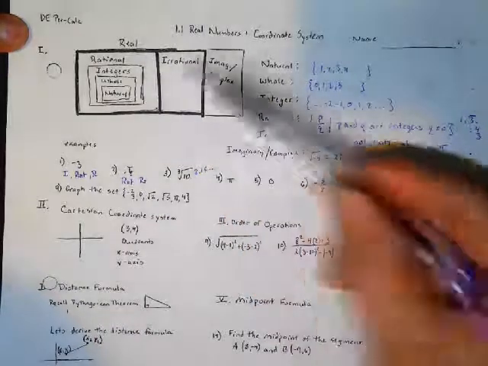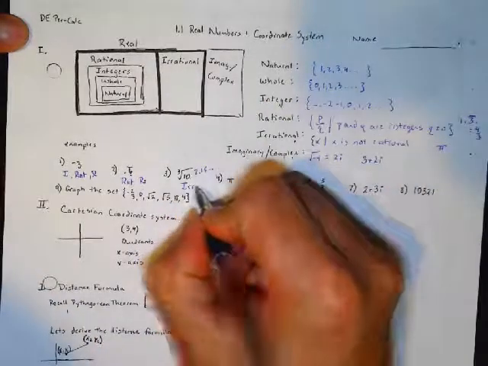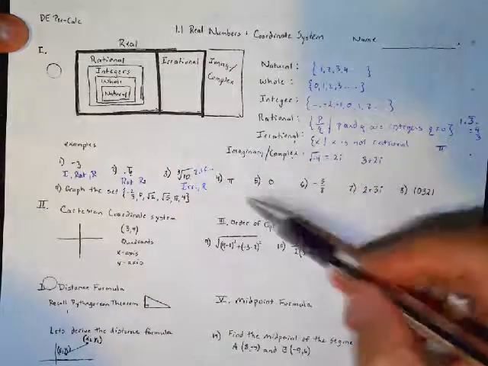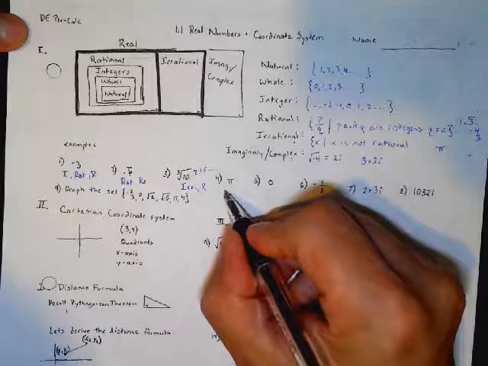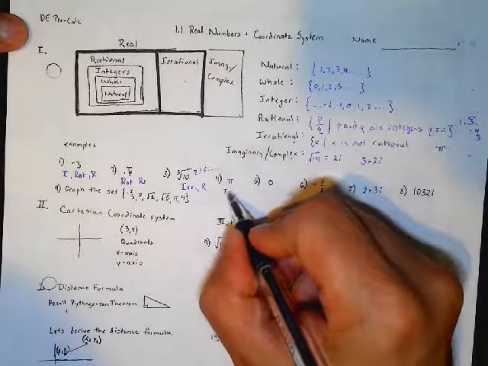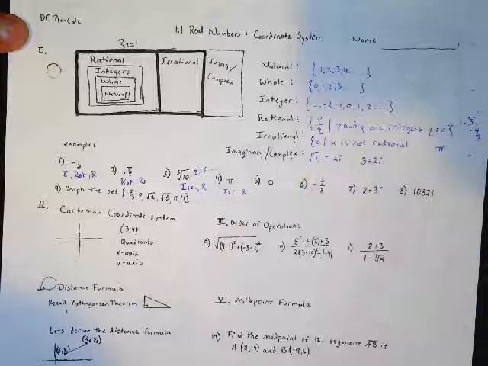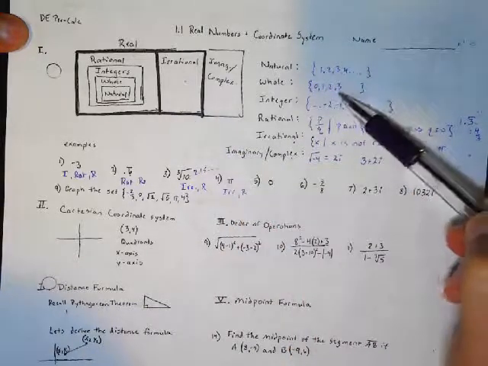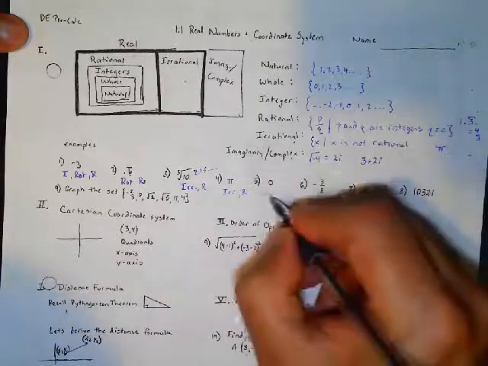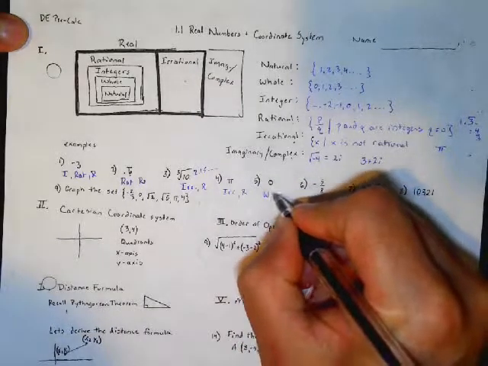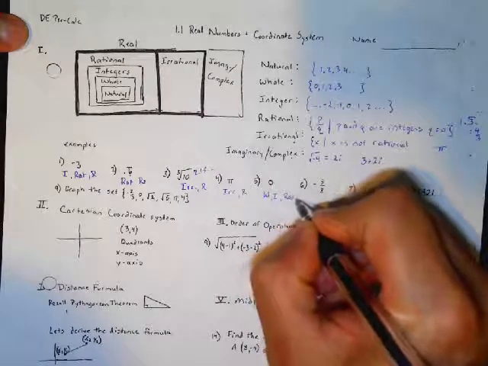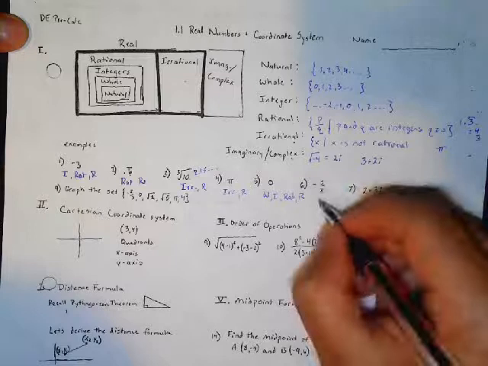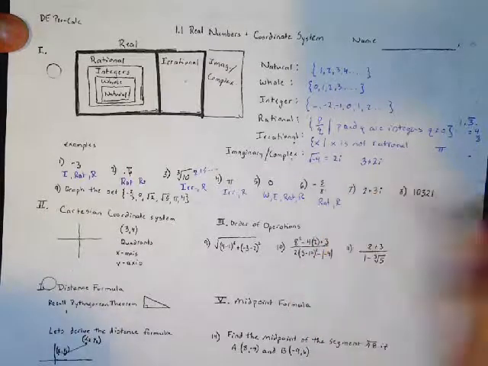So it's not part of these; it's going to be an irrational number. And irrational numbers are still real numbers. Pi also, 3.14159, etc., is an irrational and a real number. 0 is not part of our natural numbers, but it is included in the whole numbers. So it's whole, integer, rational, and real. -5/8 can be written as a fraction, so it is rational and real.